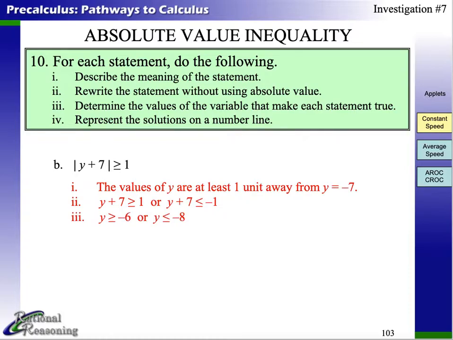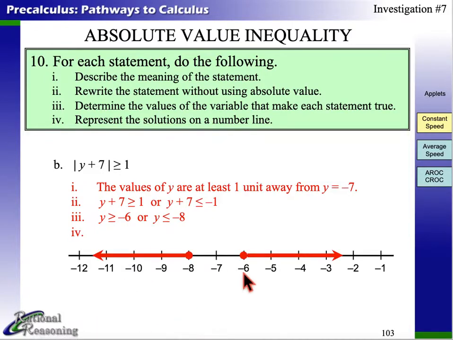We can solve it, subtract 7 from both sides, so we've got to be at least negative 6 or at most negative 8. See how that works? So we knew we're at negative 7, we want to be 1 away or at least, and so we get both sides. It looks like this, and because of the equals, we get a solid dot. Okay, we're going to see that also translates when we use interval notation as a bracket rather than a parenthesis.